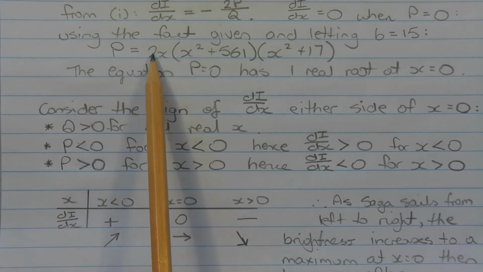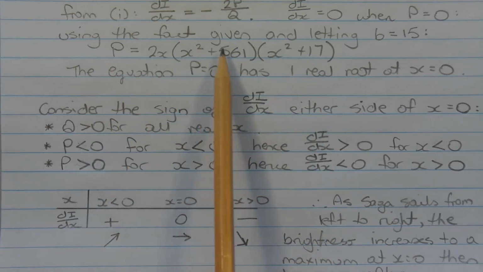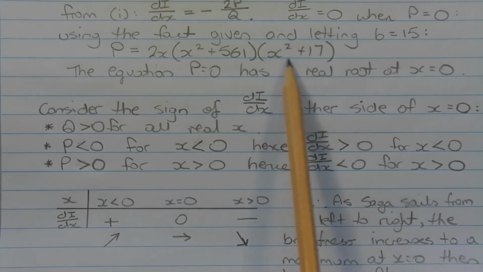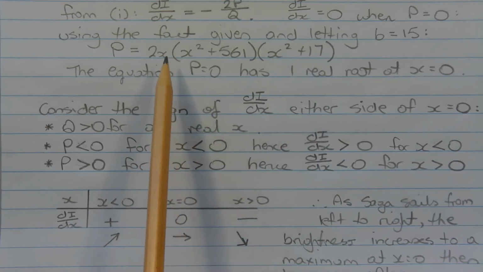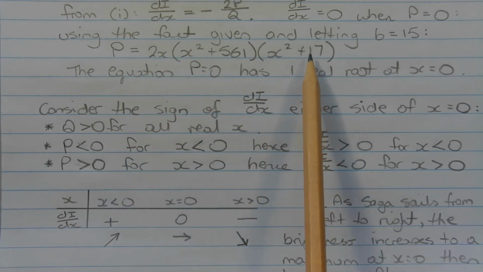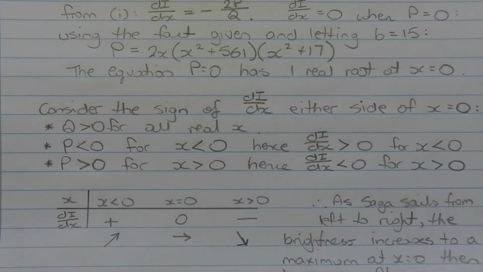see that p is a product of these three terms. Now x squared plus 561 is positive for all real x. x squared plus 17 is positive for all real x. The only term that changes sign depending on the value of x is 2x. So when x is less than 0, a negative times a positive times a positive gives us a negative, and a positive times a positive times a positive gives us a positive, which is why I made this point here and this point here.